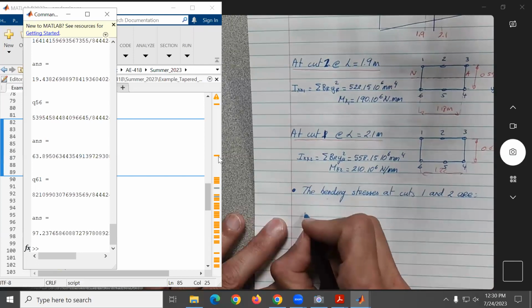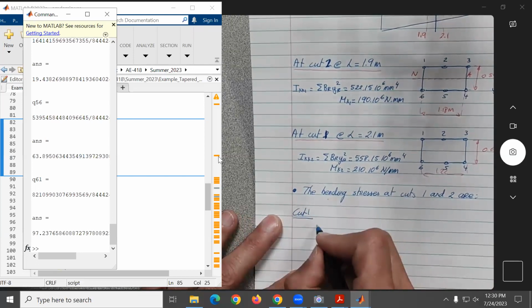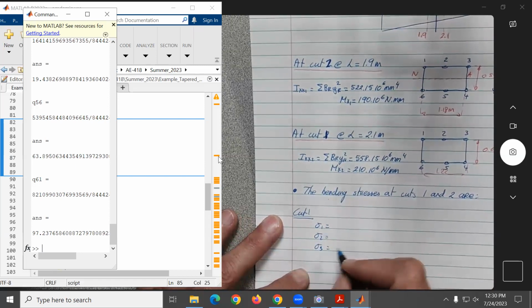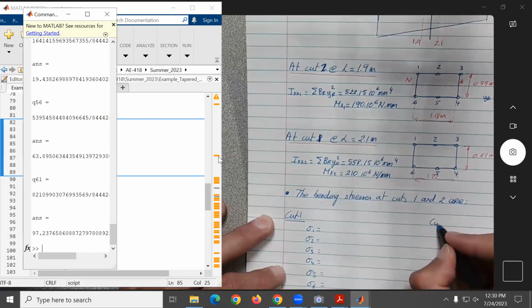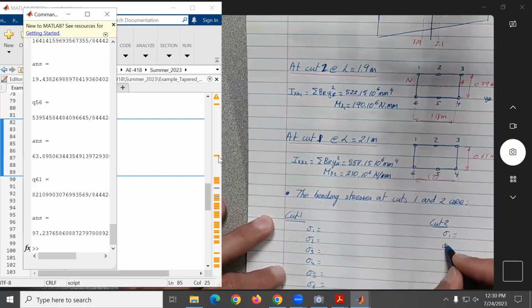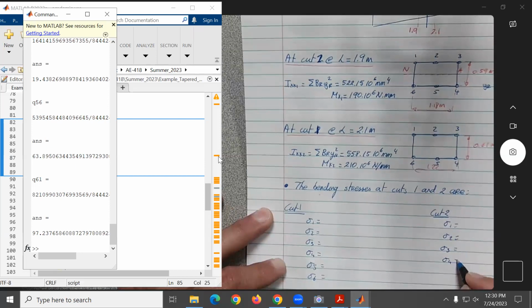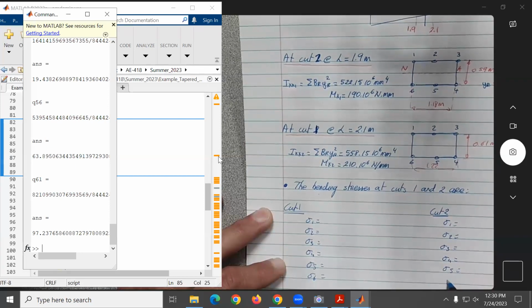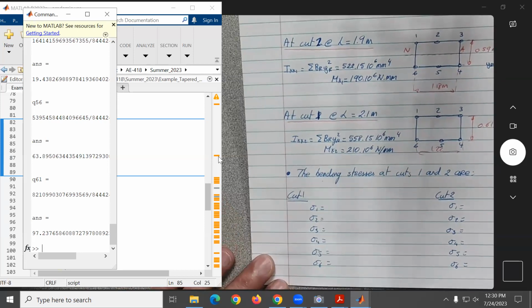So basically what I have here, let's say cut 1, just change a bit the notation: sigma 1, sigma 2, sigma 3, sigma 4, sigma 5, sigma 6. Cut 2: sigma 1, sigma 2, sigma 3, sigma 4, sigma 5, sigma 6. So it's going to be very repetitive.